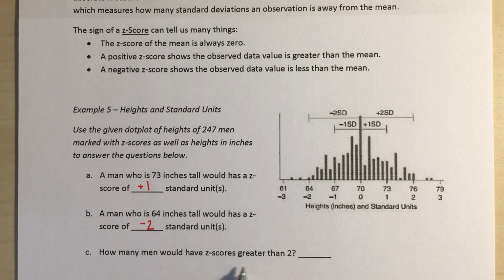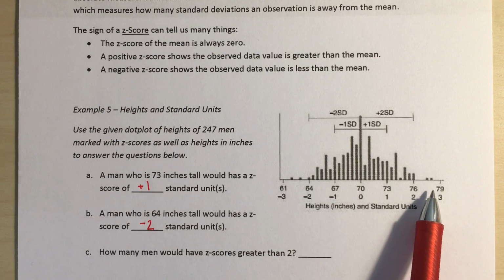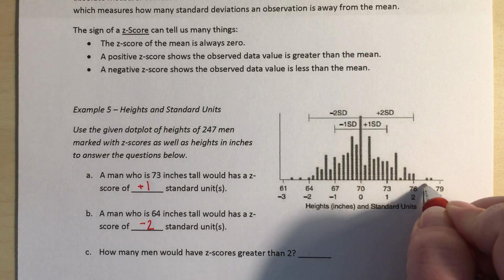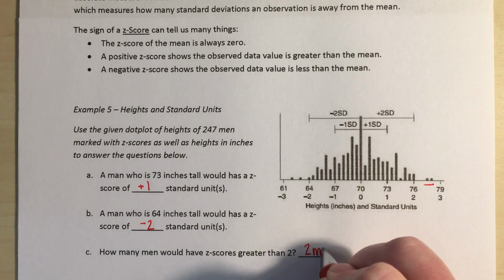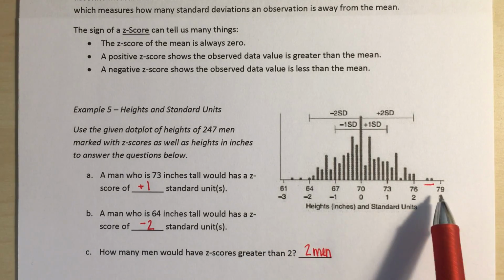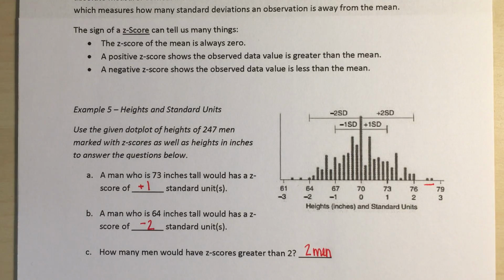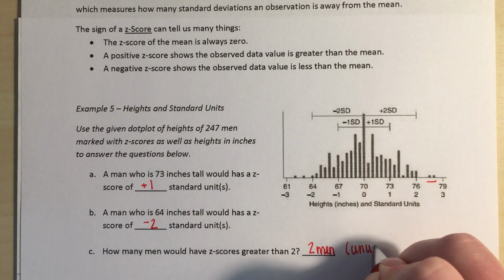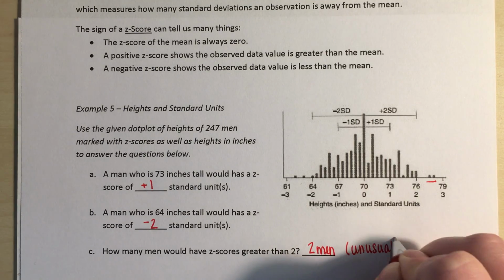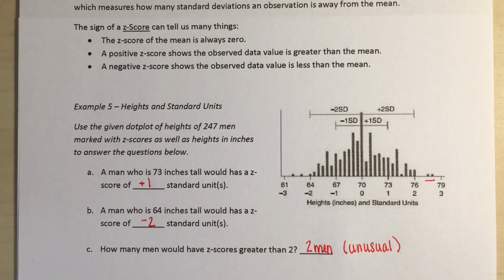Then we can also be asked other questions. How many men would have z-scores greater than 2? Well, we have 2 little dots right here. So there are 2 men that would have z-scores that are greater than 2. Again, thinking about things that we've talked about before, those would be unusual values because we are outside of 2 standard deviations.